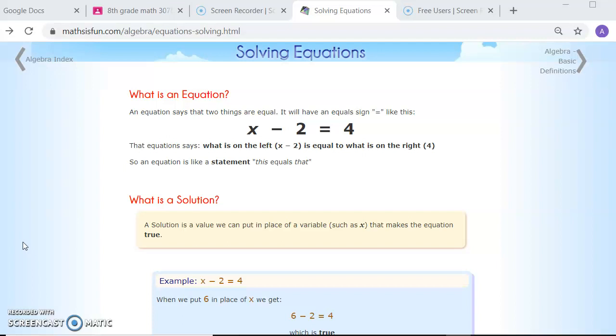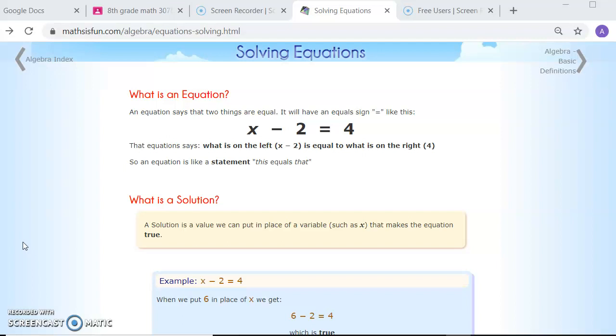So basically, we are going to do some review for today. We're going to look at one-step and two-step equations. That's going to be your assignment. You have already done this, so it should be pretty easy, and it will be placed on Google Docs.